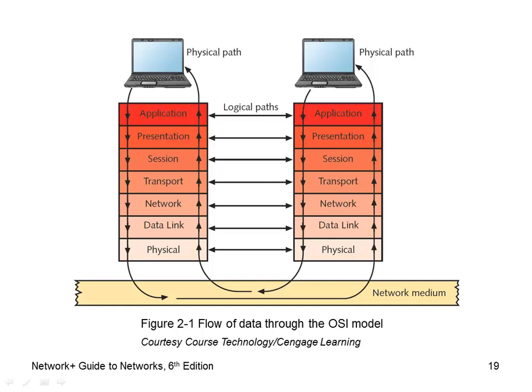And make sure you know the numbers too, because some of the questions on the test might say, this is a layer 3 protocol. They're numbered from 1 at the bottom to 7 at the top. The application layer is layer 7, the physical layer is layer 1.